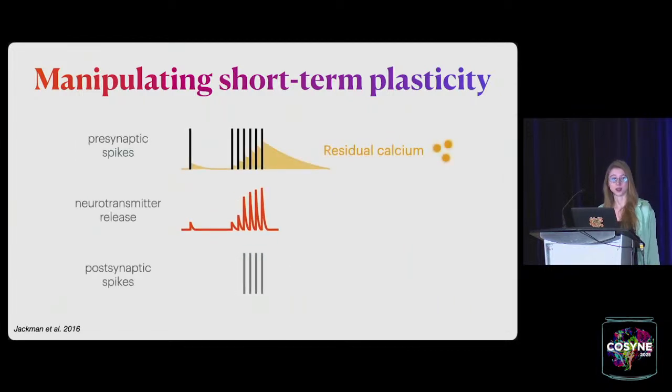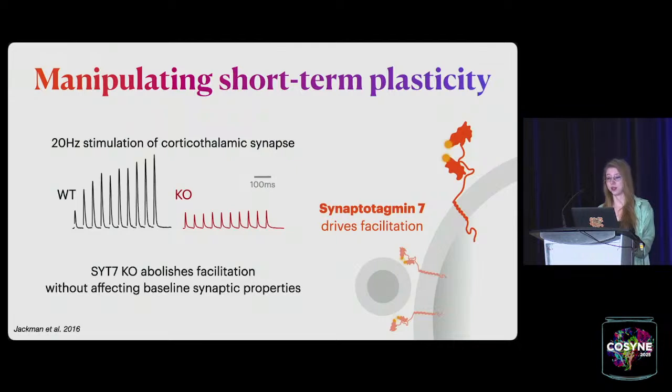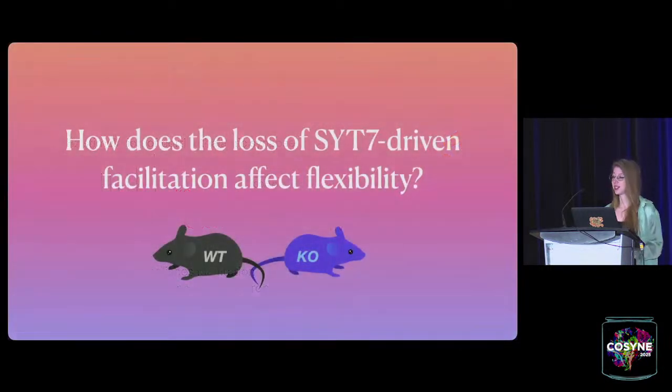So by sensing the residual calcium that builds up during repeated high-frequency firing, a protein called synaptotagmin 7, or SYT7, temporarily increases the release of synaptic vesicles, which leads to facilitation. And when we knock out SYT7, we abolish facilitation across the brain, but without affecting baseline synaptic function or triggering major compensatory changes to neurons, including the expression of long-term forms of plasticity. So this allows us to directly probe the role of facilitation in behavior and in neural function.